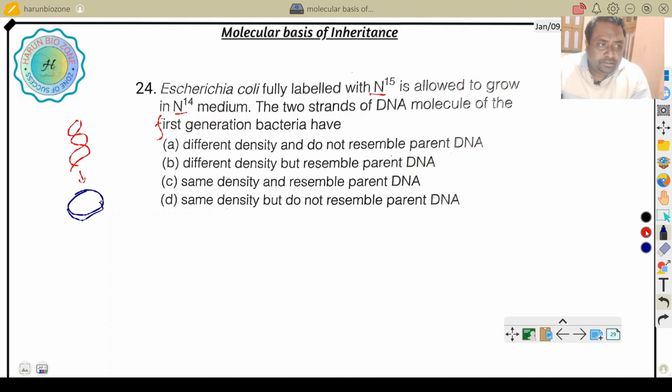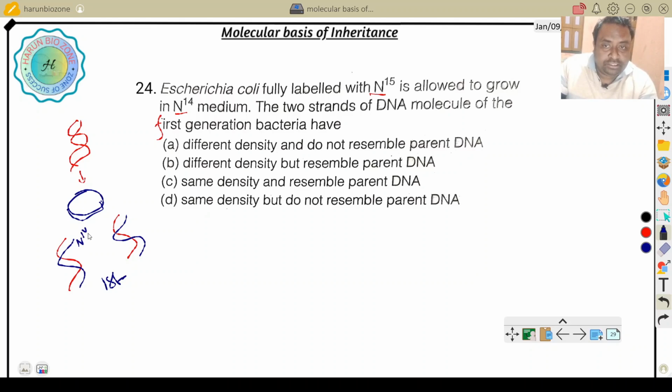The two strands separate during the first generation and produce new strands from the N14 medium. So in the first generation, half is N15 and half is N14. So N14 and N15, N14 and N15.